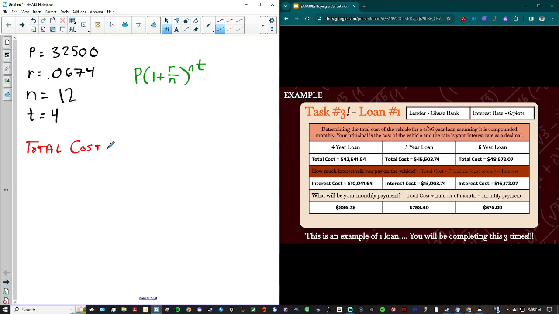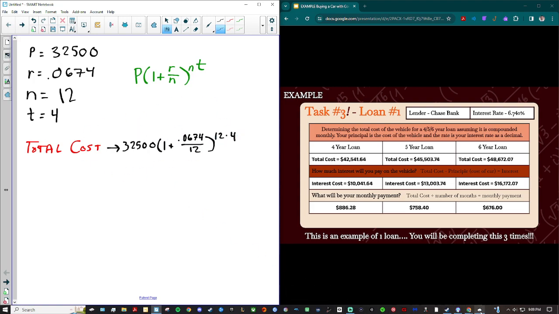This will give us our total cost. So we have $32,500 times (1 plus the rate, 0.0674, divided by N, which is 12) to the power of 12 times T. So 12 times 4.